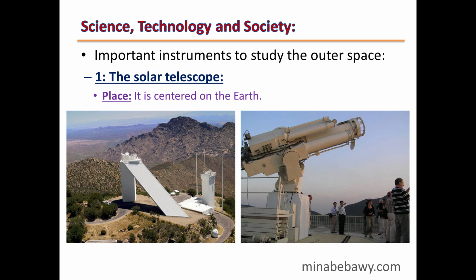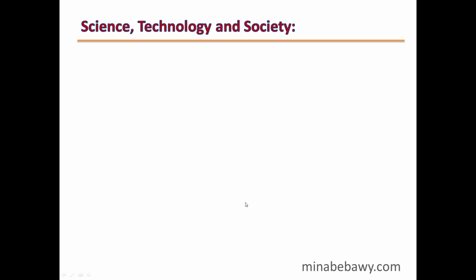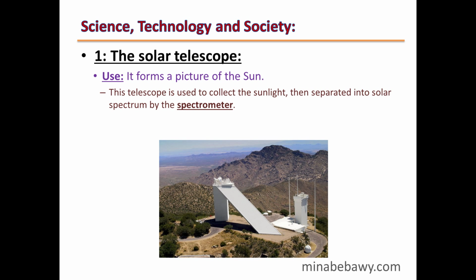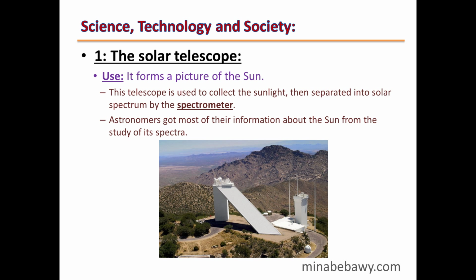It is centered on the Earth, as you can see. This one is a solar telescope and this one is a solar telescope. It forms a picture of the sun. This telescope is used to collect the sunlight, then separate it into the solar spectrum by the spectrometer. Astronomers got most of their information about the sun from the study of its spectra.